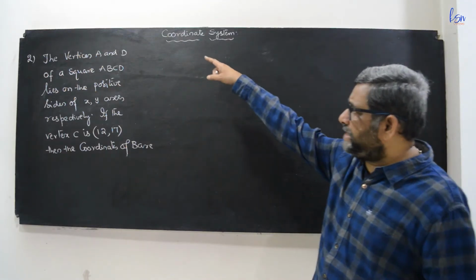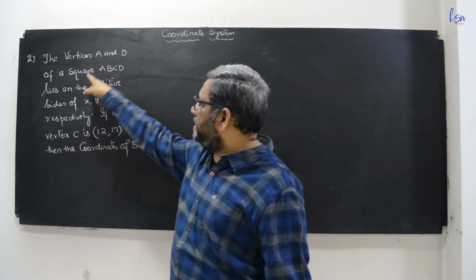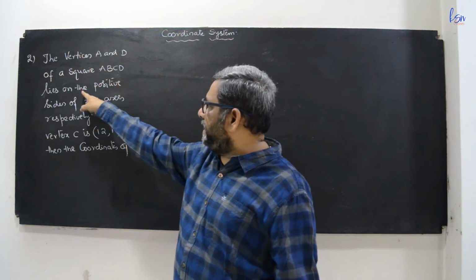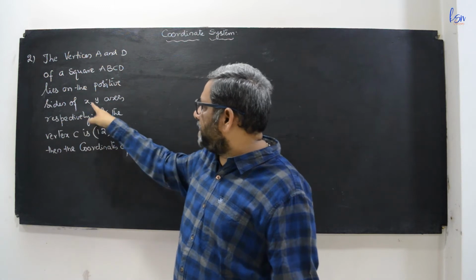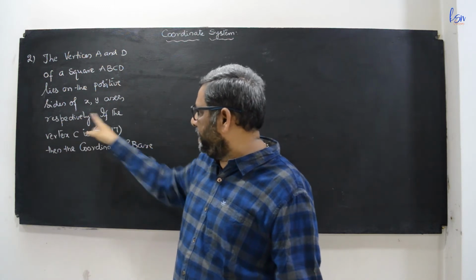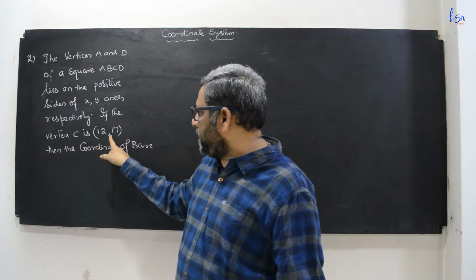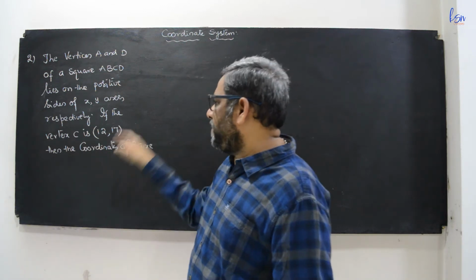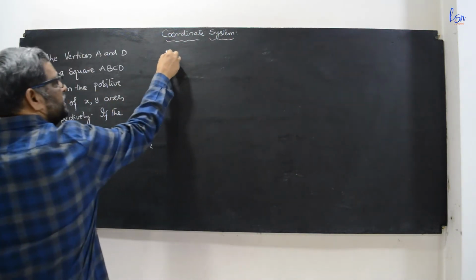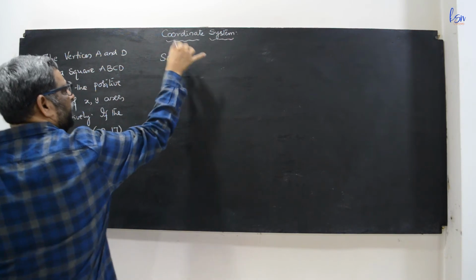The second problem is: the vertices A and D of a square ABCD lie on the positive sides of the x and y axes respectively. If the vertex C is (12, 17), then the coordinates of B are. Let us look into the solution.